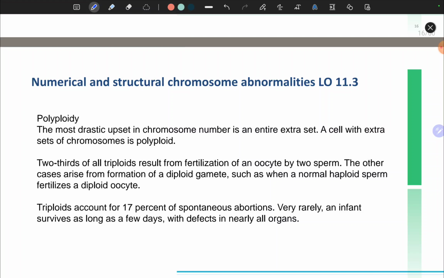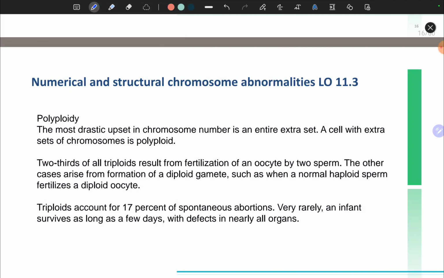So this is called abortion, and there is some condition called spontaneous. Without any reason, the baby will come out in early pregnancy. So these babies are usually abnormal. So here we have 70%. Very rarely an infant survives as long as a few days, with defects in nearly all organs. So with extra genetic material, it is not good, it is abnormal. So the babies will usually die.